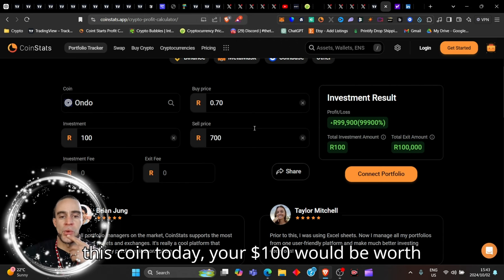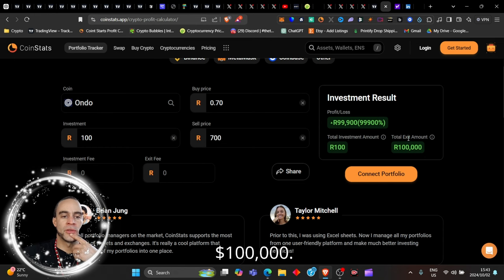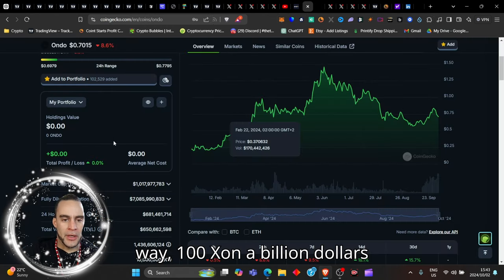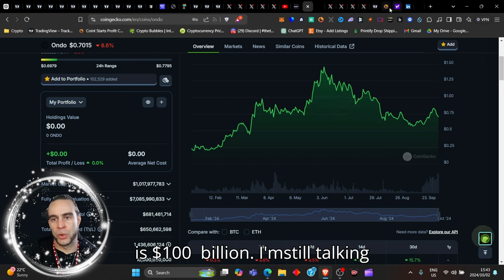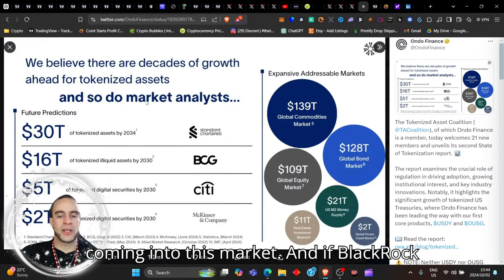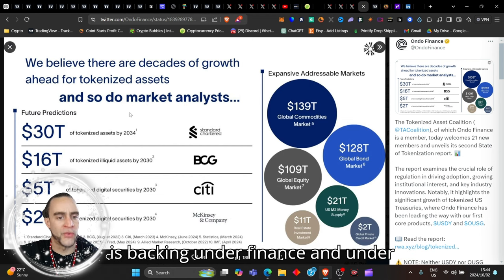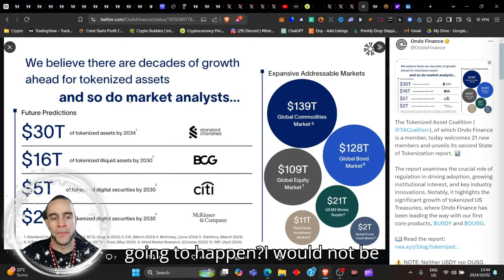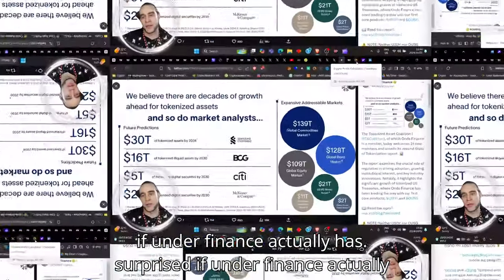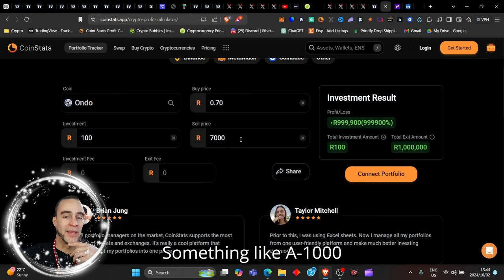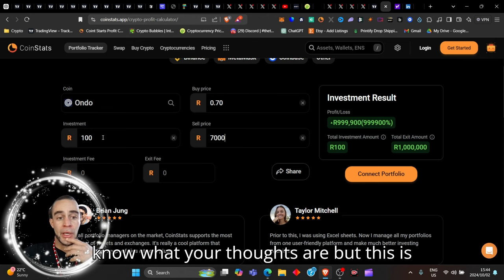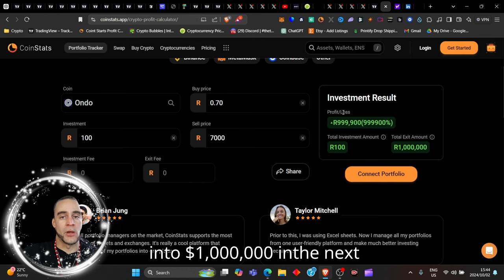So if you invested $100 in this coin today, your $100 would be worth $100,000 in the next 5-6 years. Quite easily. And 100x, just by the way, 100x on $1 billion is $100 billion. I'm still talking about trillions of dollars coming into this market. And if BlackRock is backing Ondo Finance, and Ondo Finance are backing BlackRock, my friends, what do you actually think is going to happen? I would not be surprised if Ondo Finance actually has something like a 1000x ahead of it in the next 5 to 10 years. I don't know what your thoughts are, but this is where you could literally turn $100 into $1 million in the next decade.